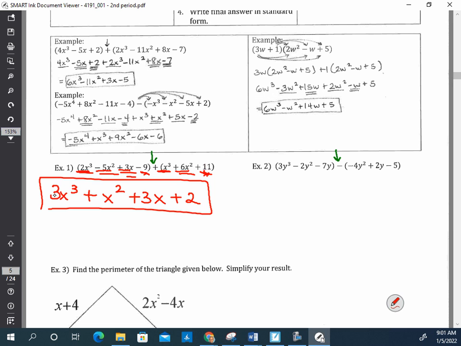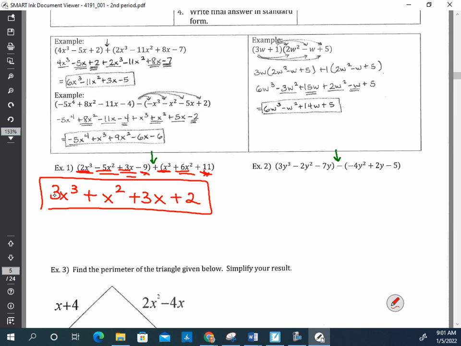So again, adding is simply combining like terms. Any questions? Example 1. Again, if you have a question, please make sure you ask. You will not hurt my feelings by asking a question. All right, example 2.